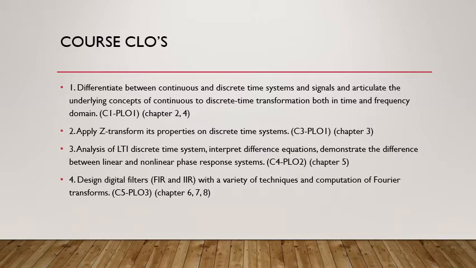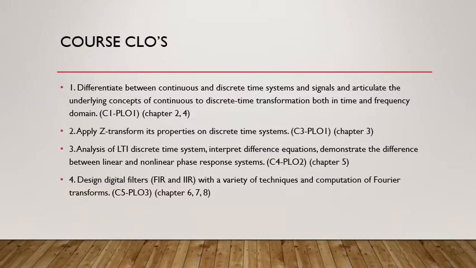It will cover chapter 2 and chapter 4. So this is our learning objective 1. In the second, we will apply the Z transform and its properties on discrete time systems. This will cover chapter number 3, and this is again PLO1, program learning objective 1, and the level is C3.